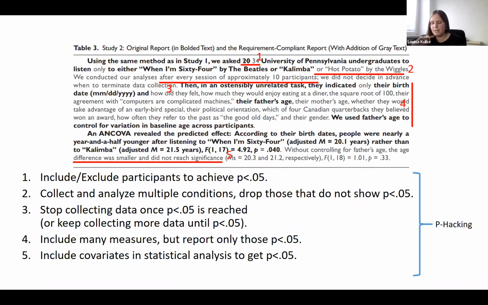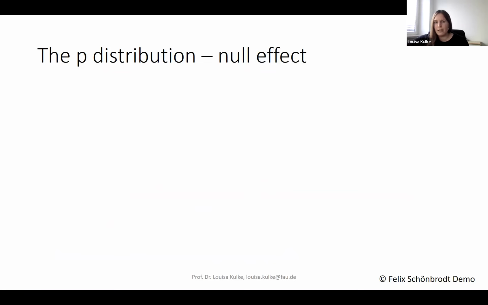Because if you see a study with a p-value that's significant, that might just be because they had a really good study and there is a significant effect, or it might be because they used these techniques. And to find out how likely it is, it's good to look at the distribution of p-values. This is a demonstration that Felix Schönbrodt uses quite often in his talks.